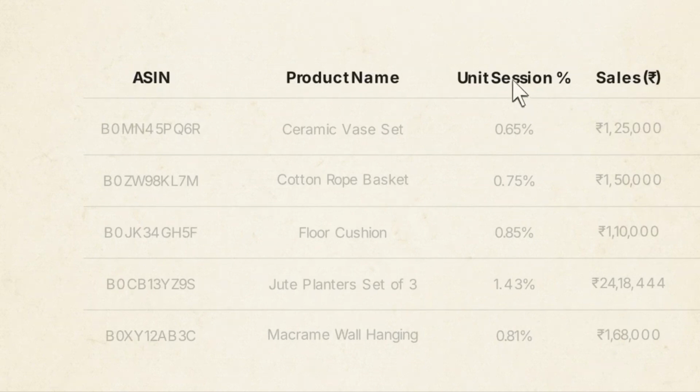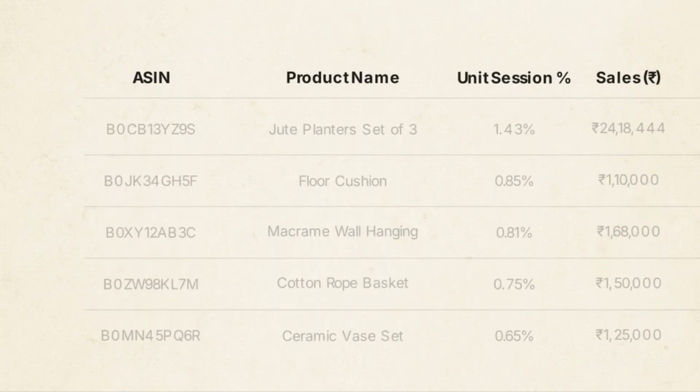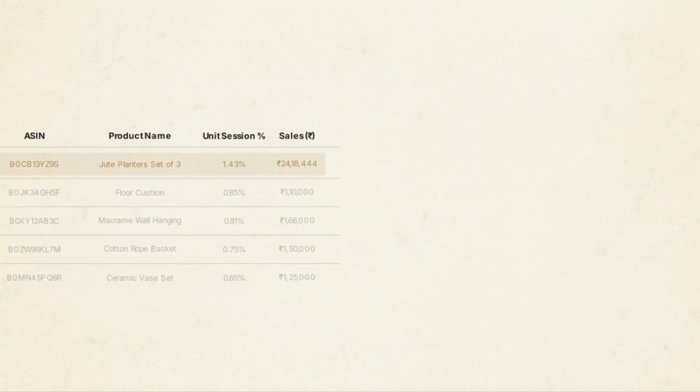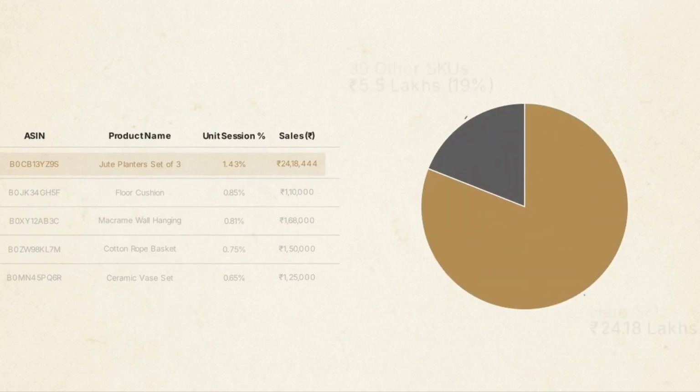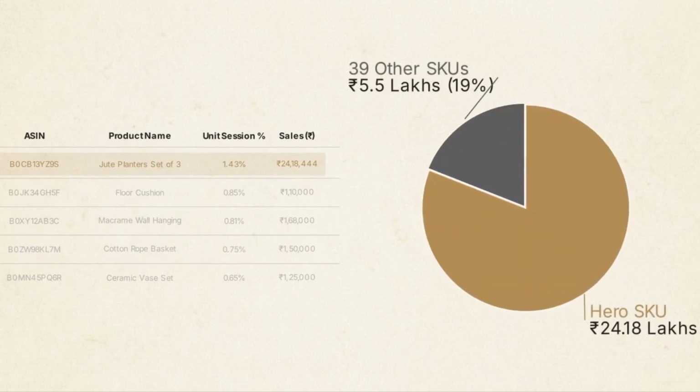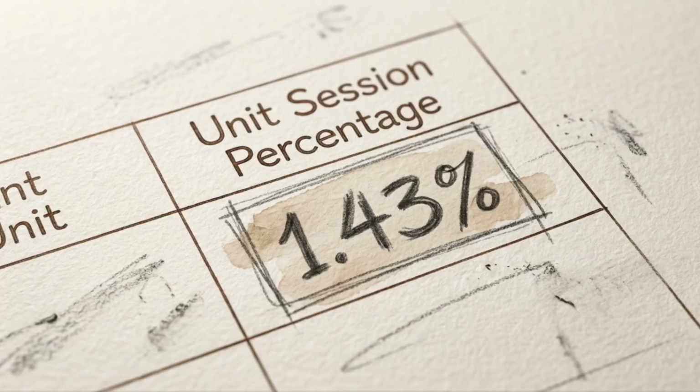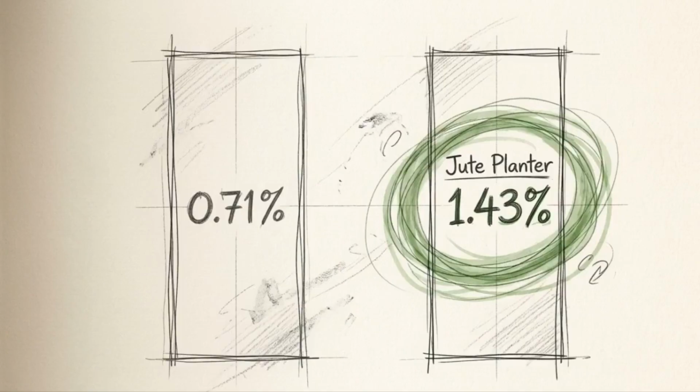When we filter by actual conversion performance, the blur lifts on a single item, the jute planters set of 3. This single chart illustrates why spreading budget is a mistake. This one hero SKU generated over 24 lakhs in sales, completely dominating the revenue of the entire 40-product catalog. Driving that revenue was a sustained 1.43.